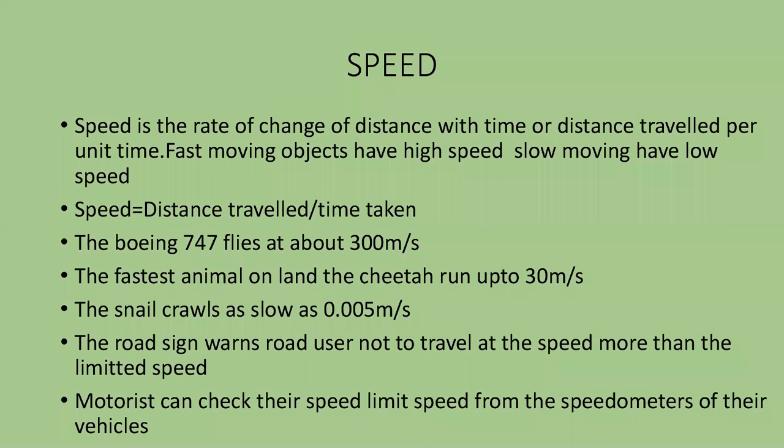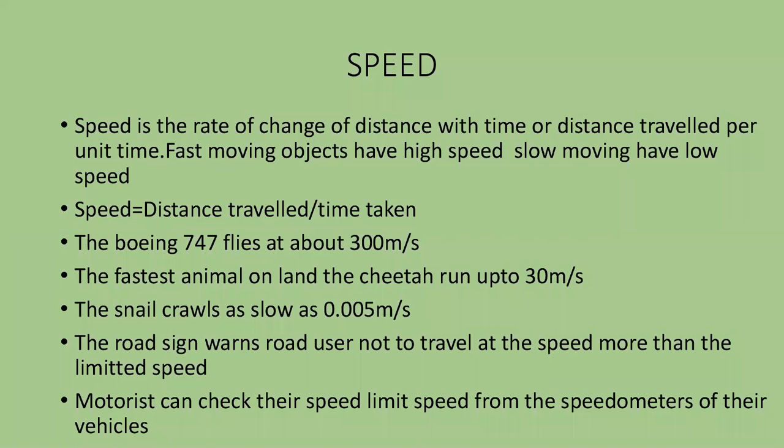Now the next topic is speed. Speed is a common word you have learned so many times, but in science, what is speed? Speed is the rate of change of distance with time, or distance traveled per unit of time. Speed is also a kind of rate. It is a rate between the distance traveled and the time taken. Fast moving objects have high speed, slow moving objects have low speed.